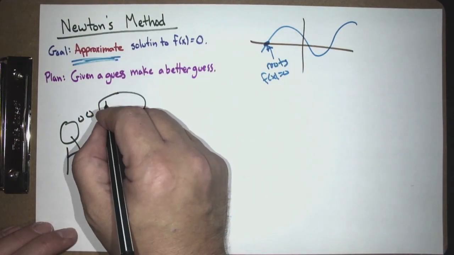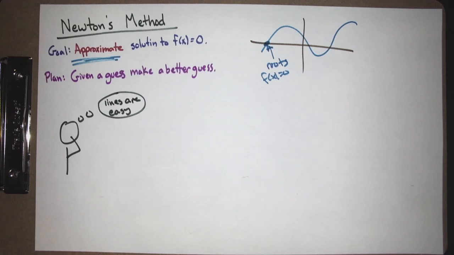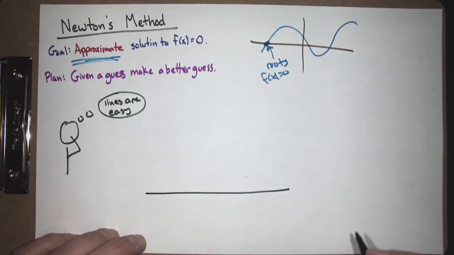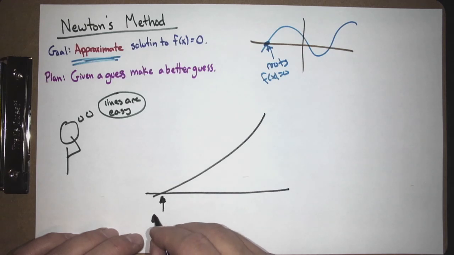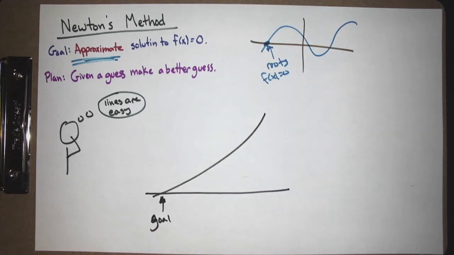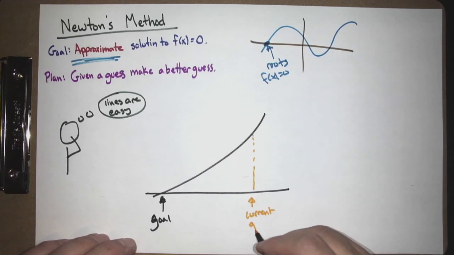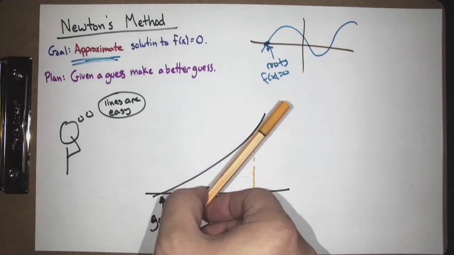This is a very common idea that we have in Calc. Lines are easy. And so we often say, if we can just figure out what to do with lines, then maybe we can figure out how to turn that into other functions. So we have our generic picture. Here's our x-axis, and we have some curve. This is our goal, our root. Unfortunately, we're not quite there. Maybe we guessed here. This is our current guess. It's not bending too much, but it's a function, not a line.